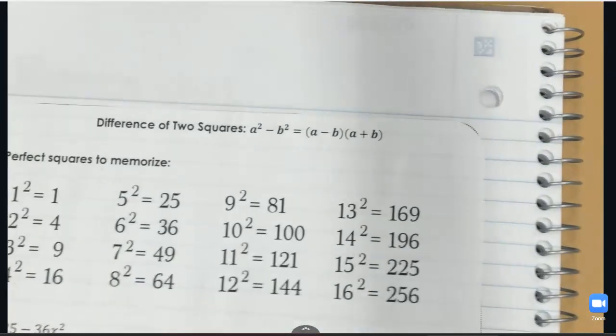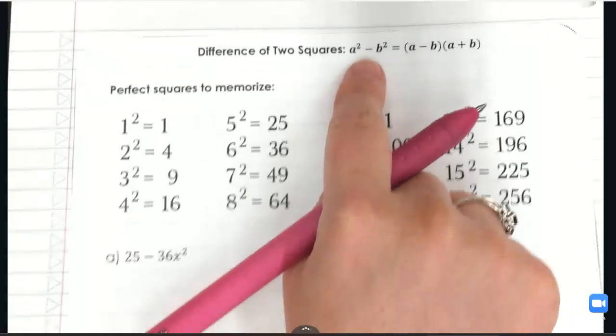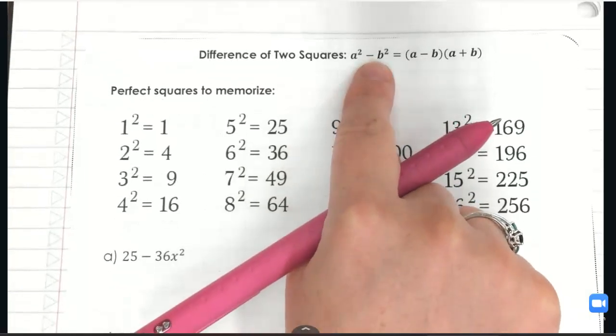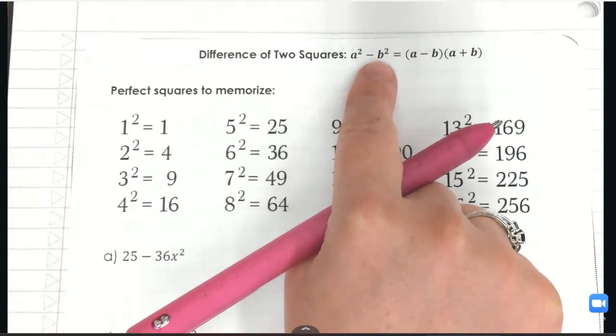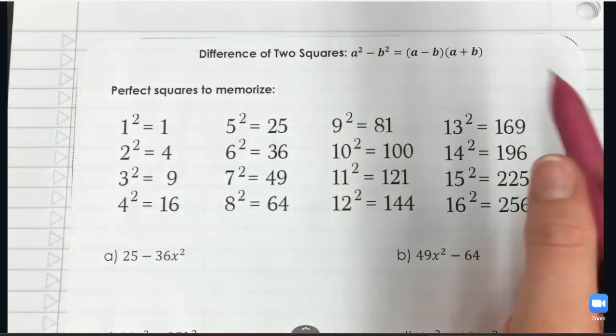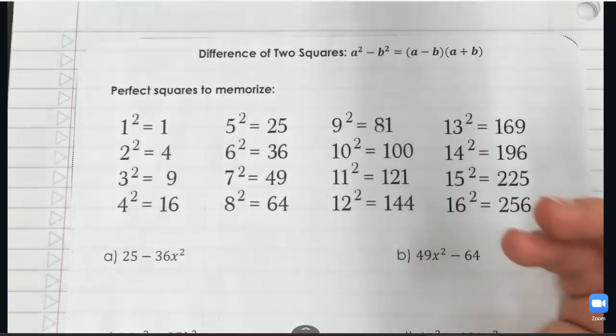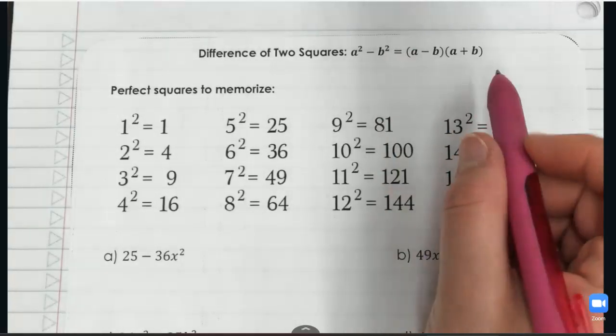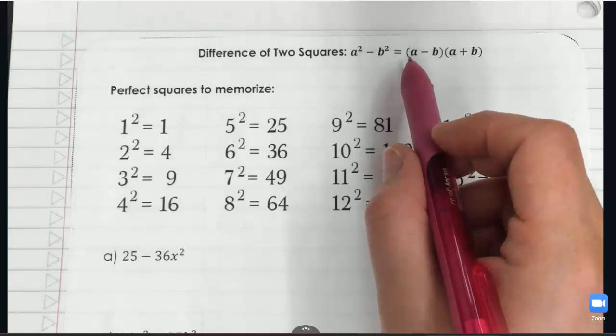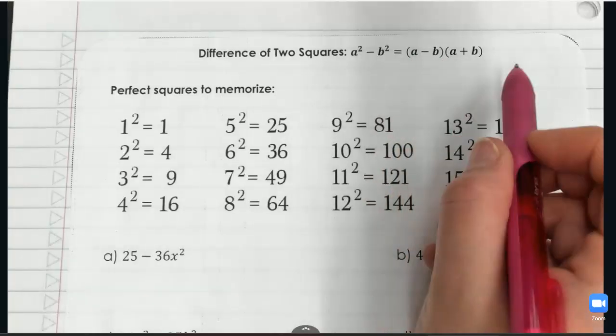The last special case we're going to address today is called the difference of two squares. So when you have two perfect squares that are being subtracted, like a squared minus b squared, this has a special formula for being factored. Whatever the square root of a squared is and the square root of b squared is are how you determine a and b. And what this factors out to is a minus b times a plus b.